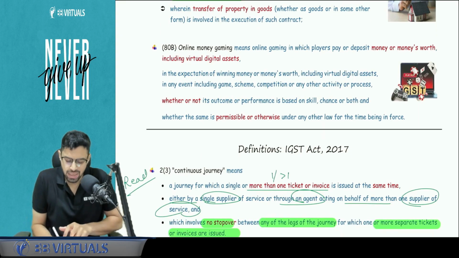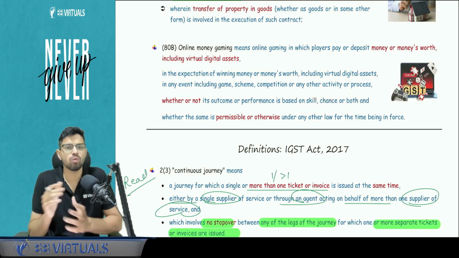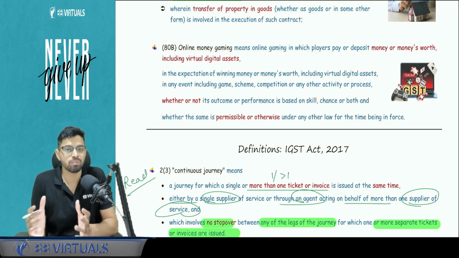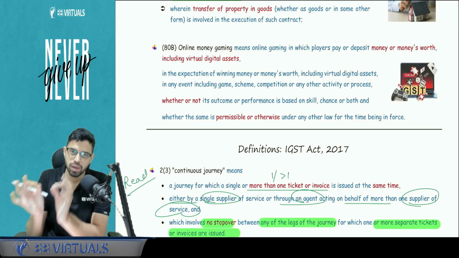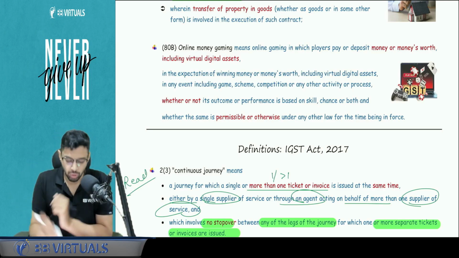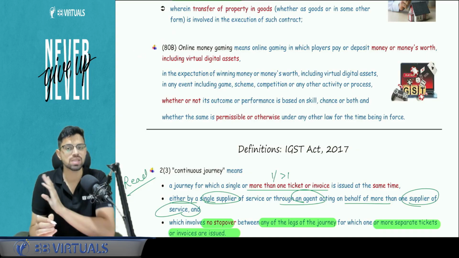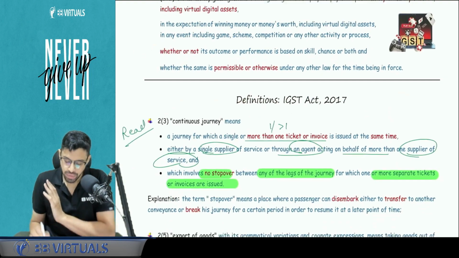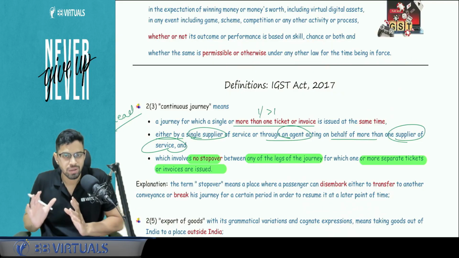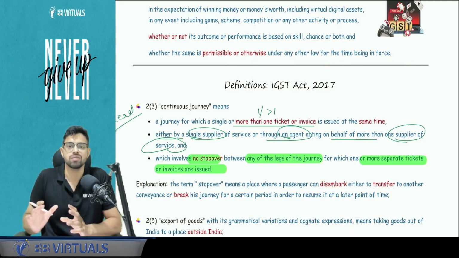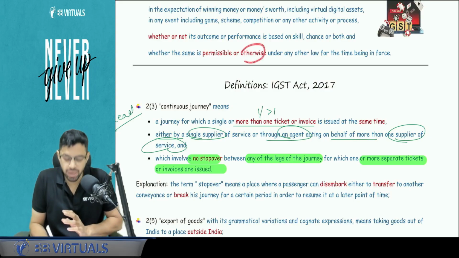And that gaming, whether or not its outcome is based on skill, chance, or both, does not matter. So it does not matter what is the nature of that gaming. It does not matter to us whether there is skill involved or not. For us, it is a game, some online money is involved, that is a part of online money gaming, and it will form part of a specified actionable claim. Yes, okay. And it also does not matter whether it is legal or not. So we want to tax it. Very important to understand, we want to tax it. We don't care if it is legal or not, whether it is permitted by law or not. So permissible or otherwise under any other law.